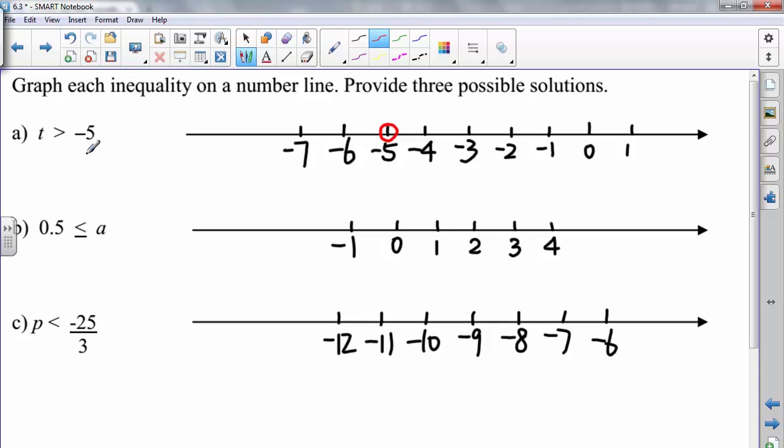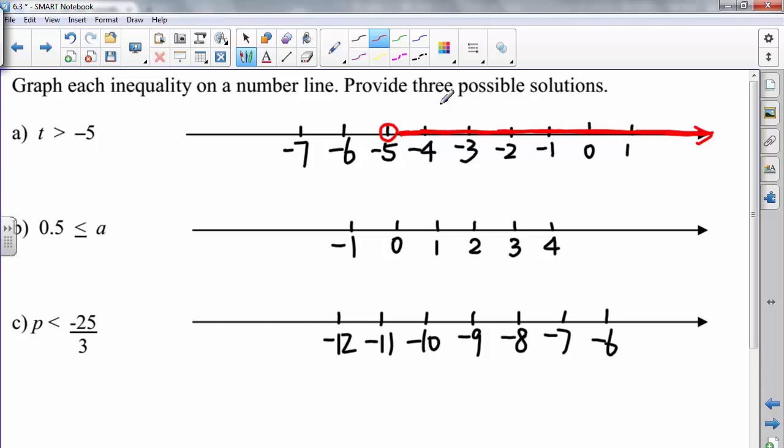T is greater than. That means the rest of the numbers are greater than -5. All the numbers which are greater than -5 should be on the right side of -5. So I highlight this region and use an arrow to show the numbers can go forever on the right side. All those numbers, even if you go on forever on the right side, are greater than -5.